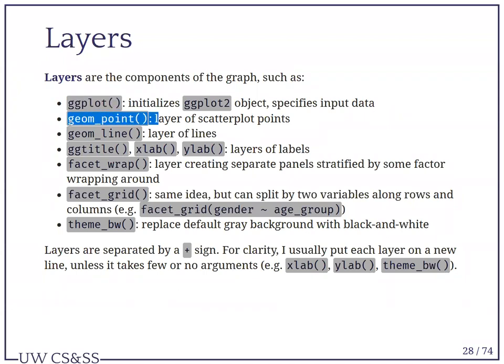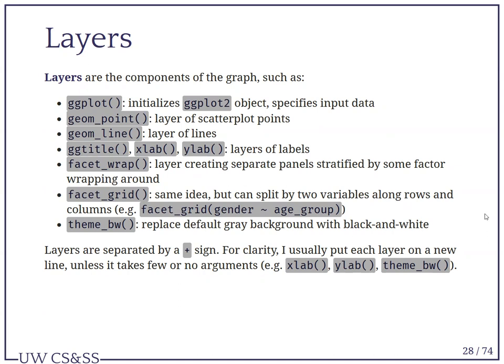You can add layers like geom point, which will create a scatter plot, or geom line, which creates line plots. And then if you want to add titles and things, you have ggtitle to add a title or a subtitle. Xlab adds an X label, Ylab adds a Y label. You can use facet wrap and facet grid. Facet wrap is a layer that creates separate panels stratified by some factor, wrapping them around. I'll get into what those words I just said mean in a sec. Facet grid is a very similar idea, but you can split by two variable groups along rows and columns.